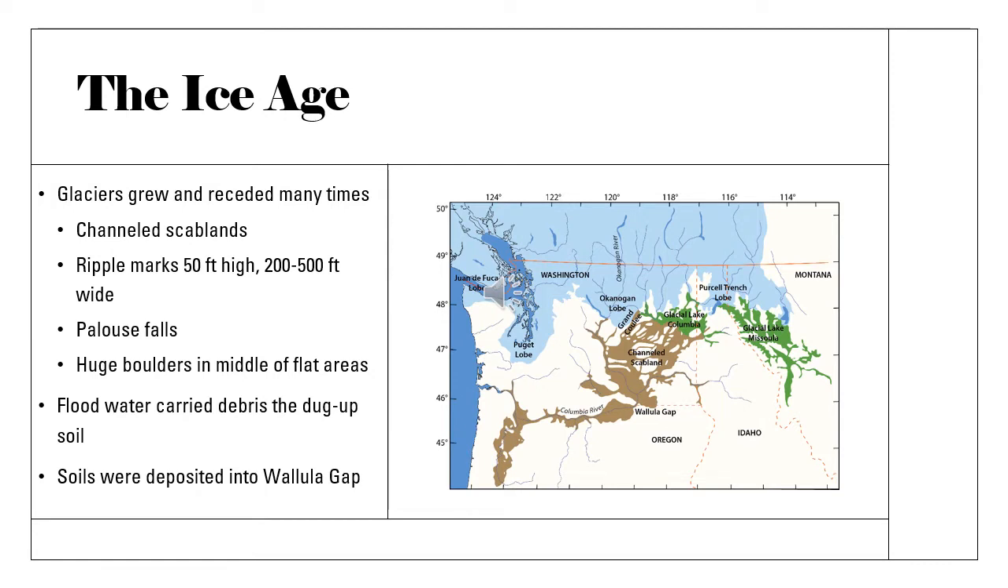Glaciers grew and receded multiple times, carving out the channeled scablands, creating giant ripple marks 50 feet high and 200 to 500 feet apart. It also created huge plunge pools such as Palouse Falls, and moved boulders as big as cars and houses into flat areas. This process that occurred during the Ice Age is what set up the formation of the Loess Hills. All the debris that floodwaters carried when the glaciers receded dug up the fertile soils and deposited it into Wallula Gap.